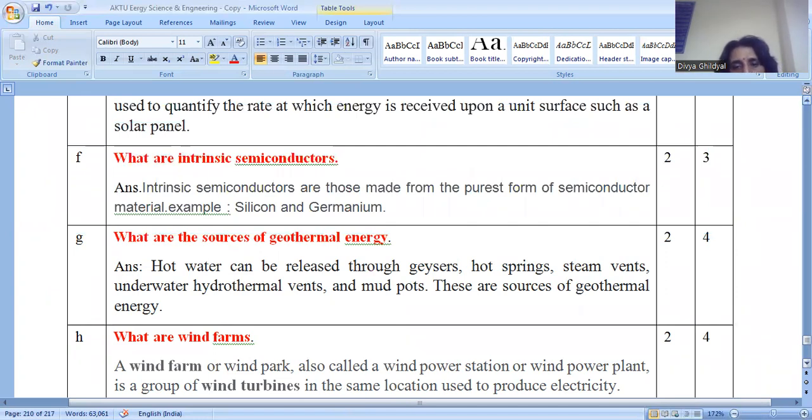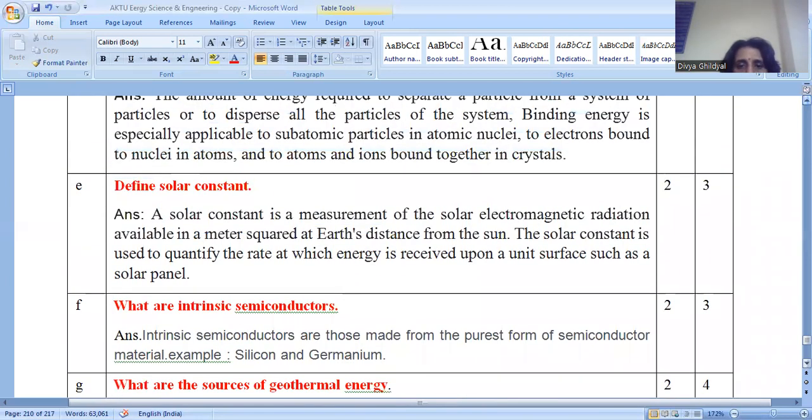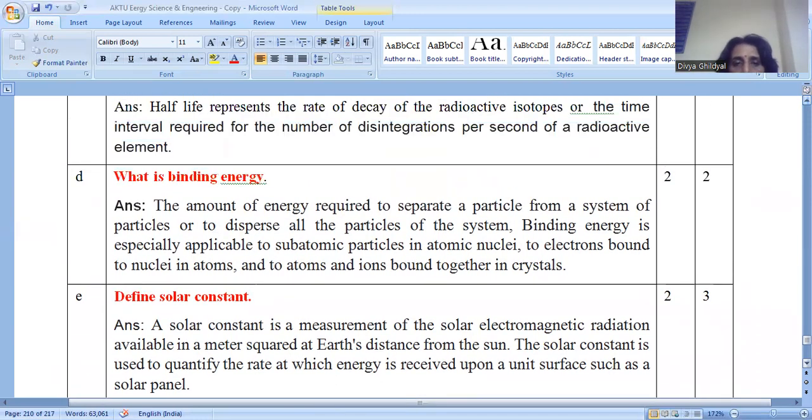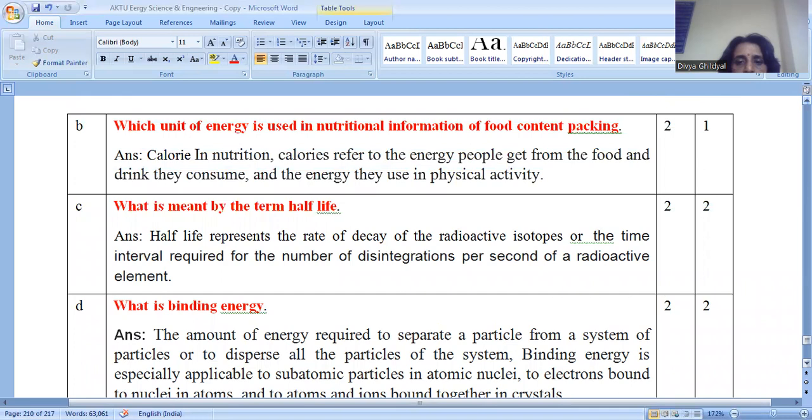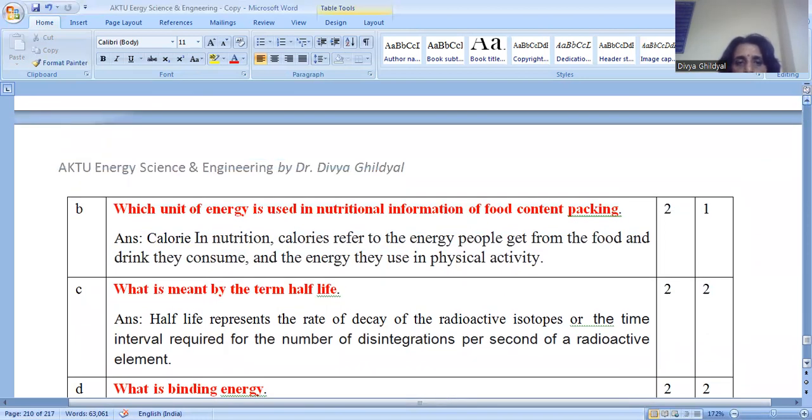Sources of geothermal energy: hot water can be released through geysers, hot springs, steam vents, underwater thermal hydro vents, and mud pots. These are the sources of geothermal energy. Intrinsic semiconductors are the pure ones like silicon and germanium. Solar constant is a measurement of the solar electromagnetic radiation. Binding energy: amount of energy required to separate a particle from a system of particles. Half-life represents the decay of the radioactive isotopes.